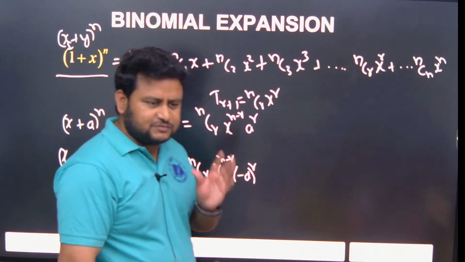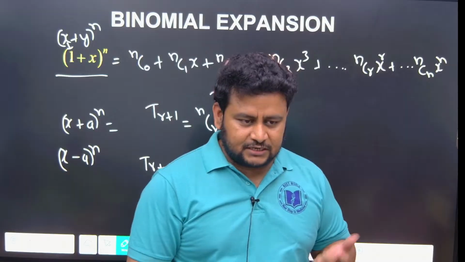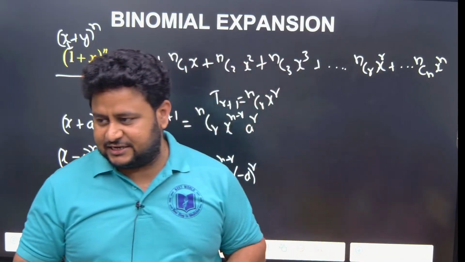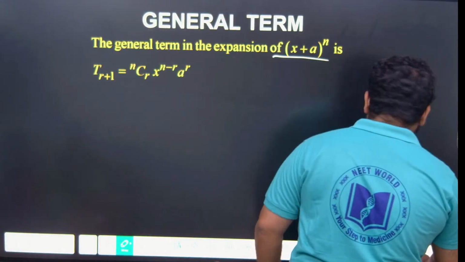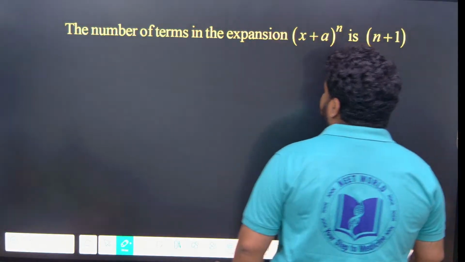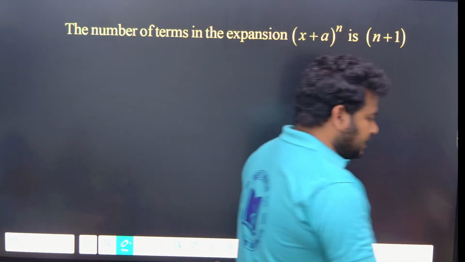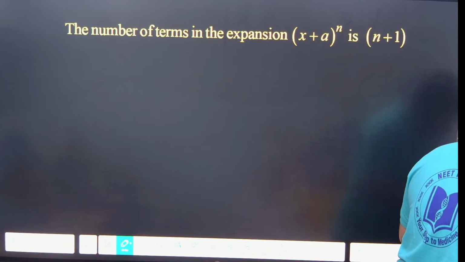First thing, why do you have to write the general term? They will ask for the middle term, they will ask for the independent term, that is the constant term, all these things. If you write the general term, you will be able to get the answer easily. You should know how to write the general term. Next thing, the number of terms in the expansion of (x + a) to the power of n is n plus 1. That I already told you.